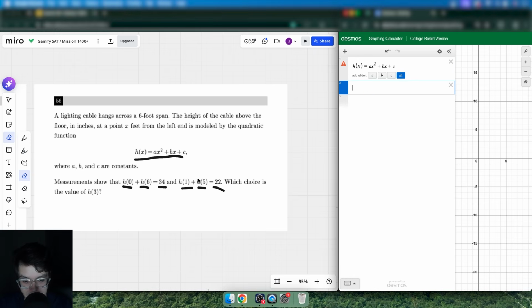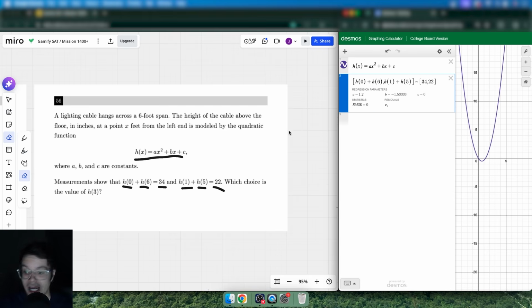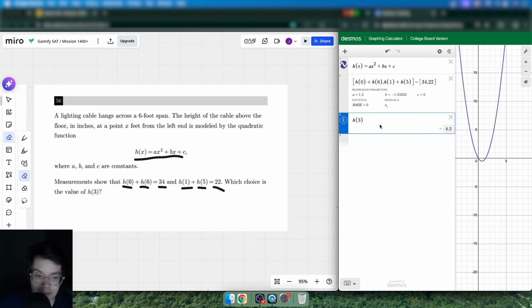With this stuff, I can literally say here, the left side of this would be h of 0 plus h of 6. And then the other left side would be h of 1 plus h of 5. And then we can say that is equal to both 34 and 22. Now we get everything. It just gives us all the stuff immediately, and we can just say here h of 3, yep, that'd be 6.2.